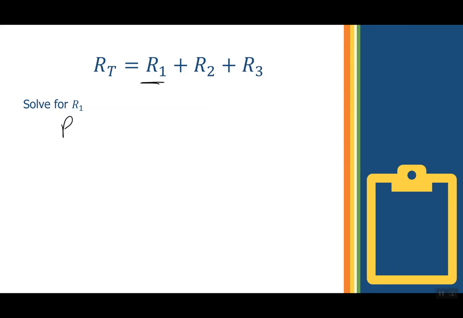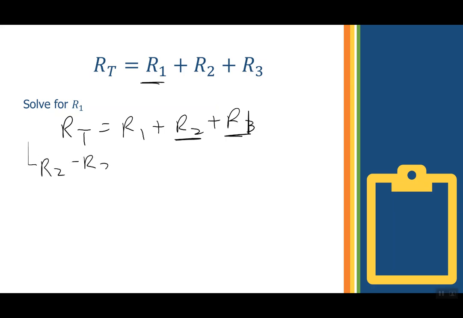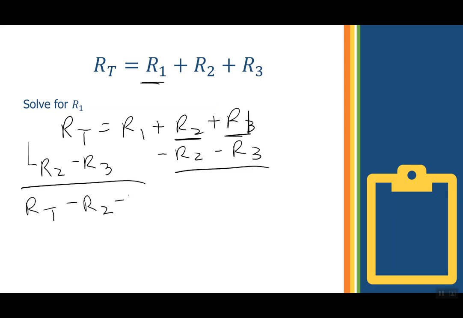So I have RT is R1 plus R2 plus R3. I want to move the R2 and the R3 over to the left. Right now they're being added, so the opposite will be subtract. So let's go ahead and subtract both R2 and R3 from both sides. On the left side now, I have RT minus R2 minus R3. On the right side, now that the R2 and R3 have canceled, I have R1.